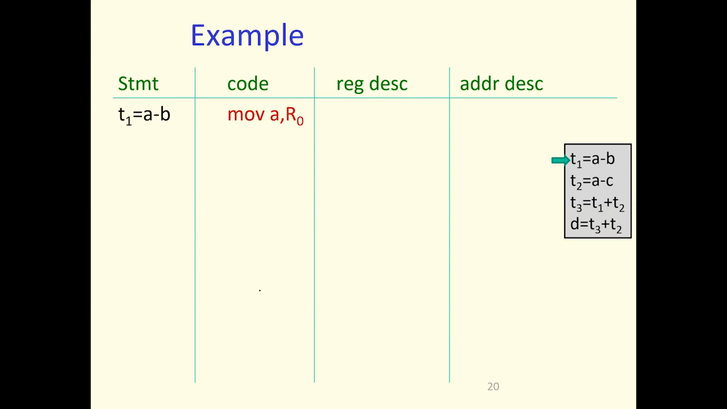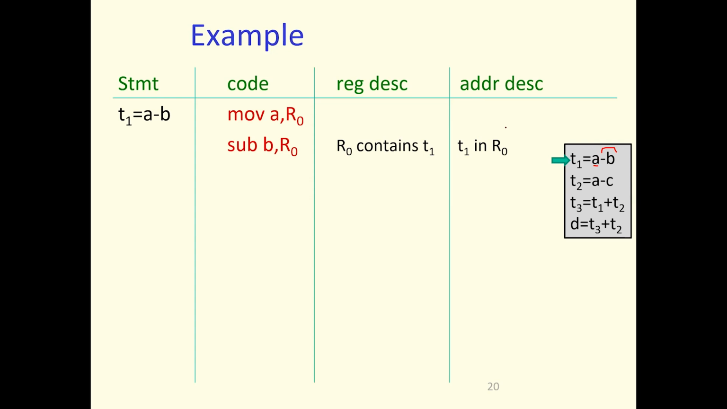First, you have to move the value of A into a register, and then you have to generate the operation. So you are subtracting B from R0. Once this code is executed, we are not executing the code, but we know that it will be executed, and as a result R0 will contain T1, and you also have to record that T1 is in R0. So you will update both the register descriptor as well as the address descriptor.